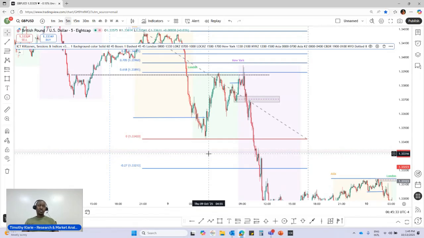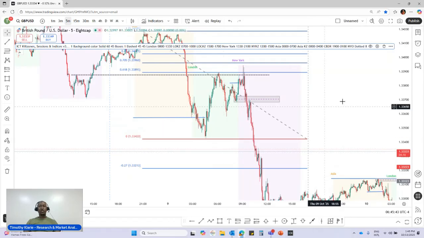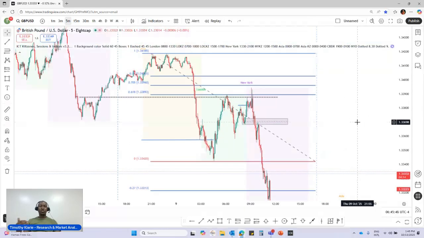So also it's important to use session-based stop loss. That is below or above the structure, right? So below or above the structure, but again, taking note of not risking more than 2% of your account.